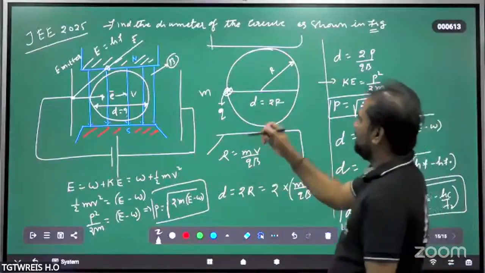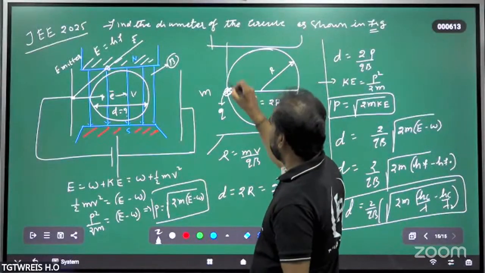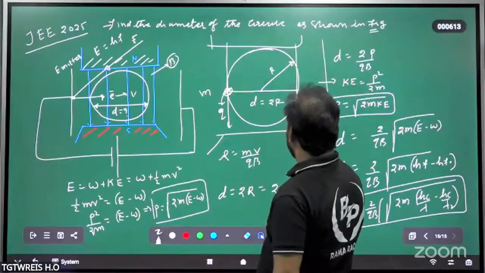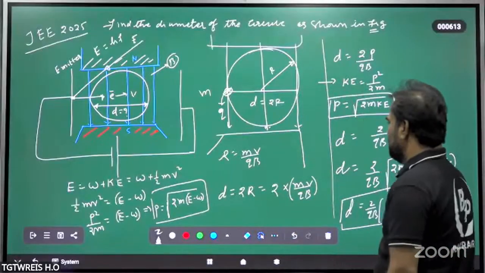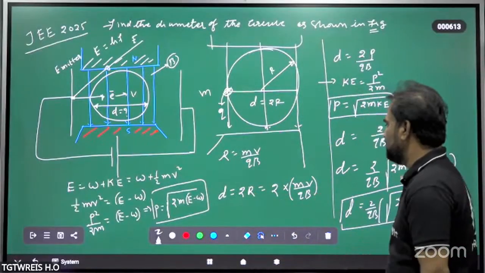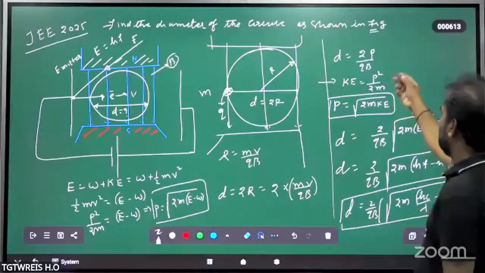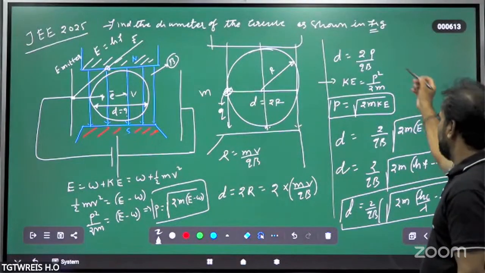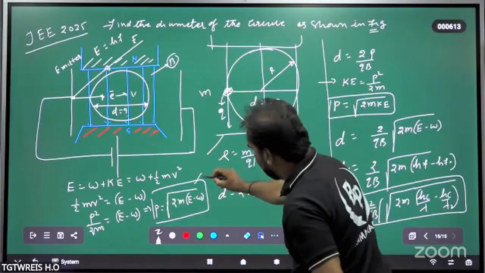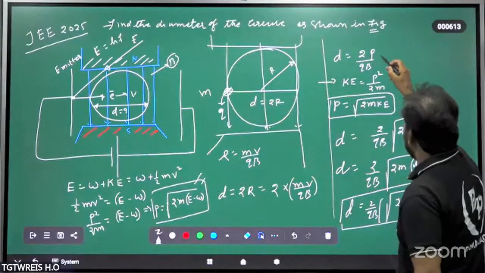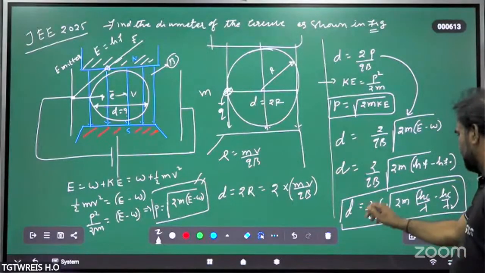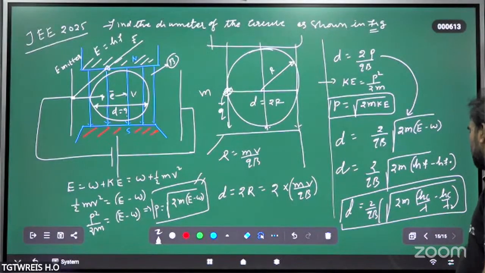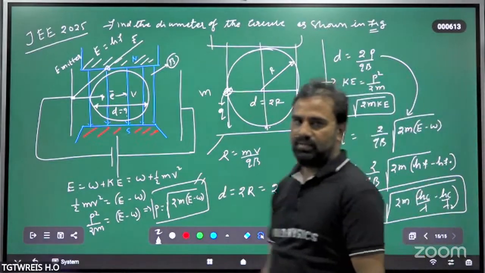When the electron enters a uniform magnetic field of induction B, it moves in a circle of radius R equal to mv by qB. For the diameter, D is equal to 2R, that is 2 mv by qB. That is D is equal to 2P by qB. But the P value we have already calculated. Substituting this value here, we get what we got before: D is equal to 2 by qB into root over 2m into hc by lambda minus hc by lambda naught.